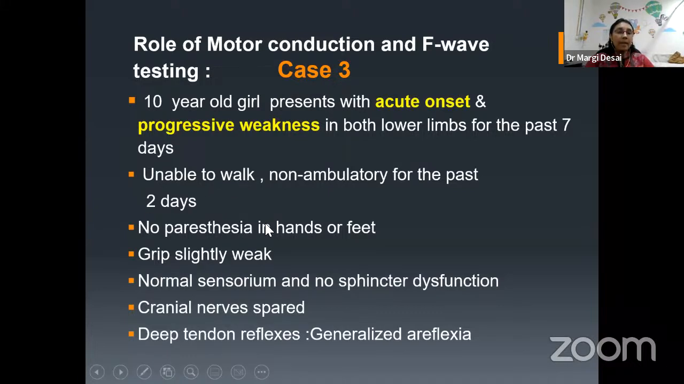There was no paresthesia in hands or feet. Her grip was slightly weak though. Normal sensations, and there was no sphincter dysfunction. Her cranial nerves were spared. And her deep tendon reflexes, there was generalized areflexia.